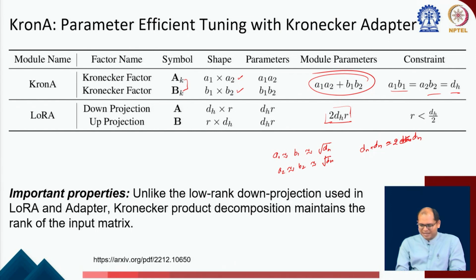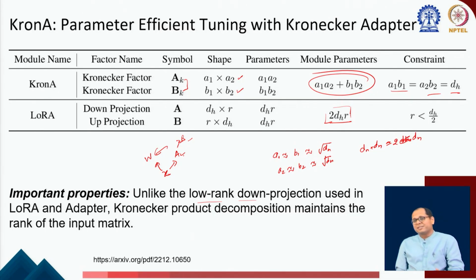A good thing about KronA is that, unlike the low rank projection used in the low rank adapter, it maintains the rank of the input matrix. Good. But you may have a question. In the case of LoRA, I was multiplying X with A and B in some order. This was fast because A and B were both small matrices: I multiply X with A, then with B. But here, once I have A and B, will I have to multiply X with this entire delta W matrix? That will be much larger, and take the same time as multiplying with W.